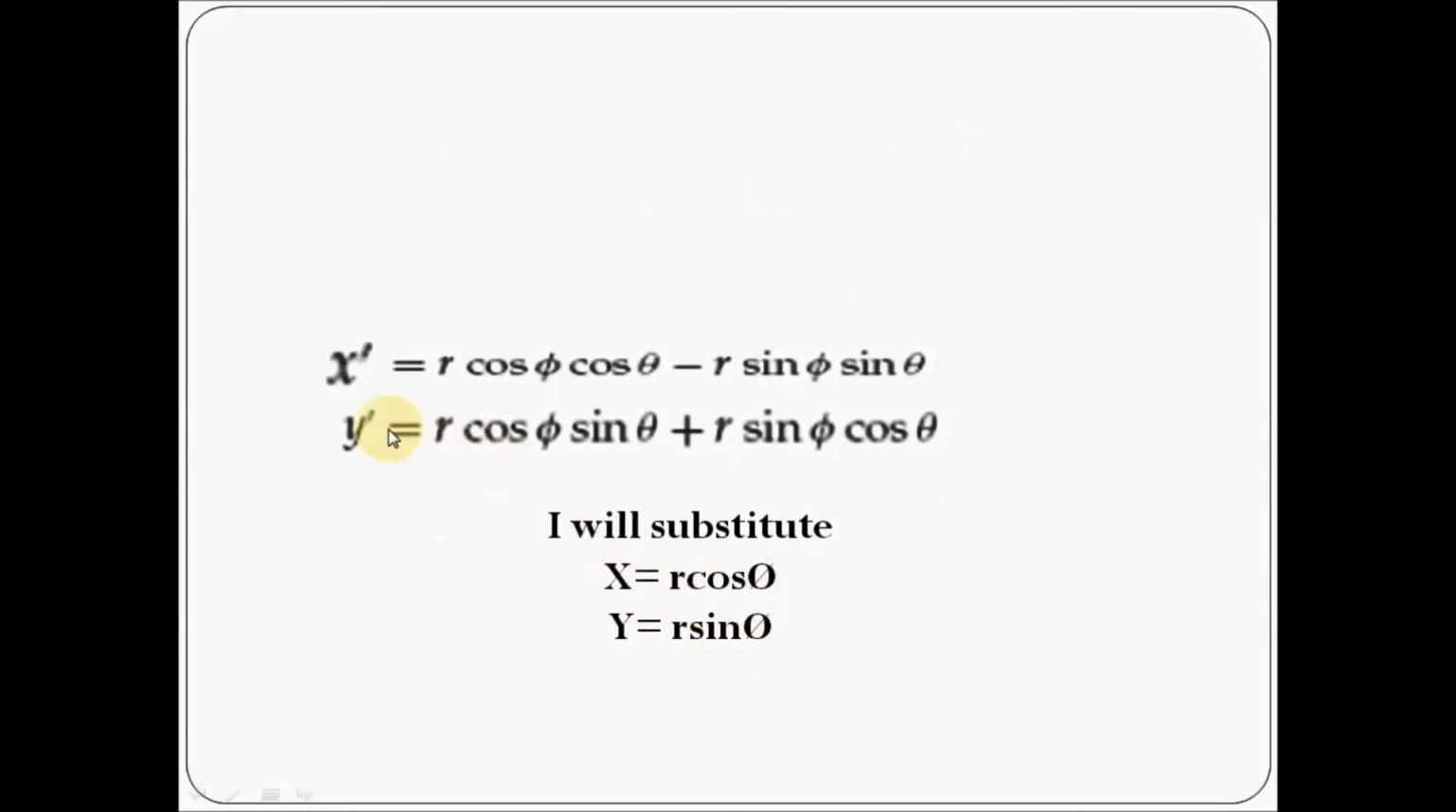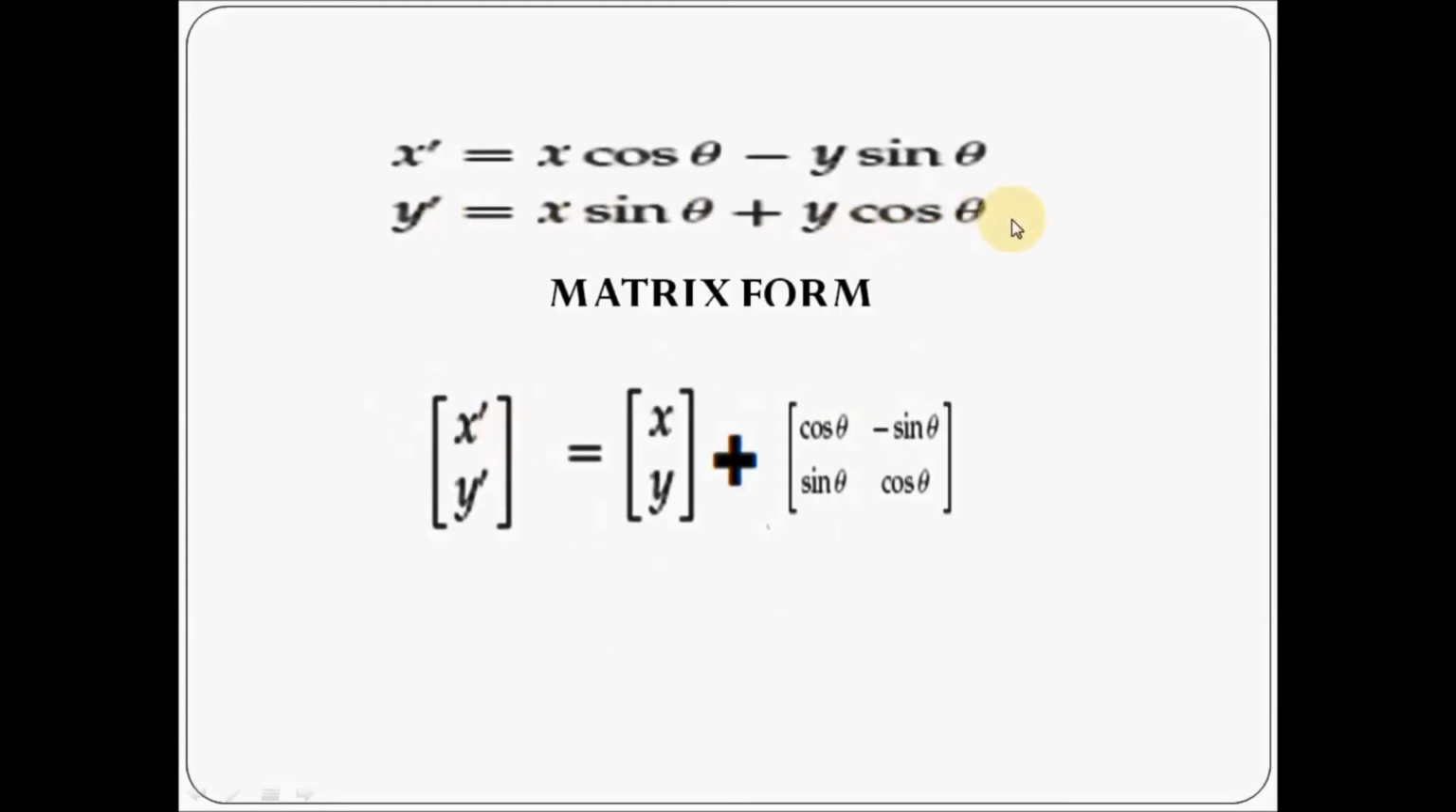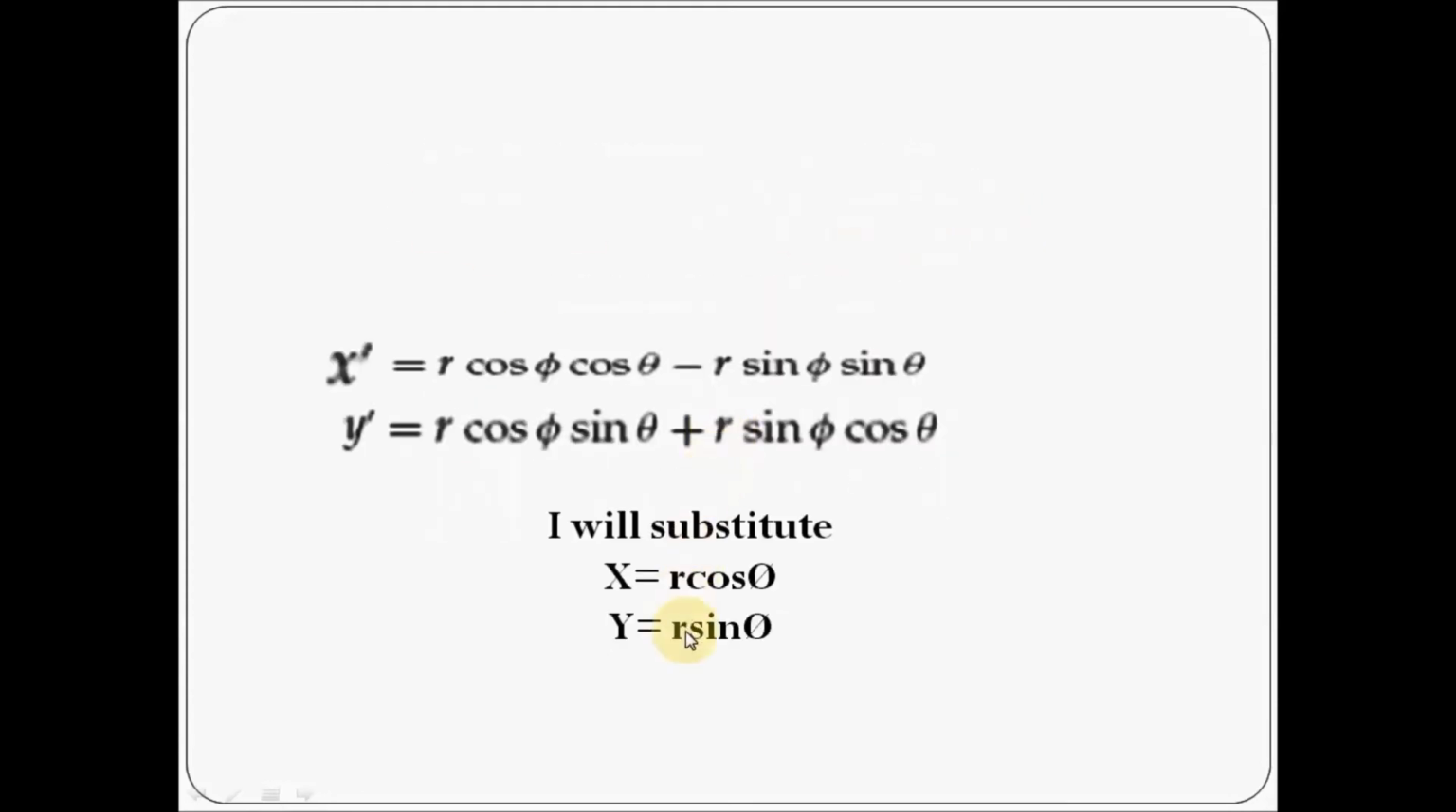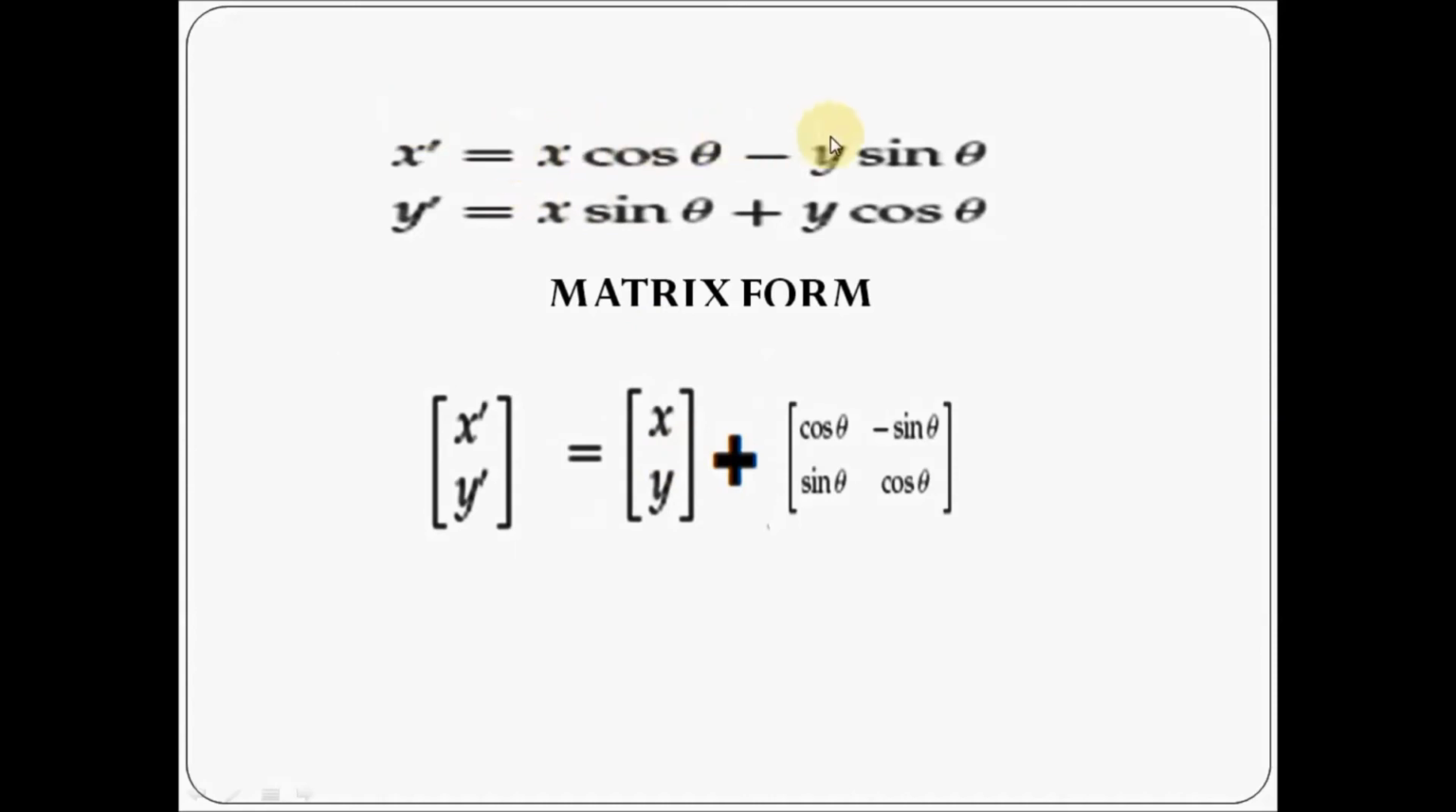Next, for y dash, same thing. r cos phi sin theta, r sin phi cos theta. For r sin phi I substituted y, for r cos phi I substituted x. So y dash is x sin theta plus y cos theta. After substituting, I'll get these values for x dash and y dash.